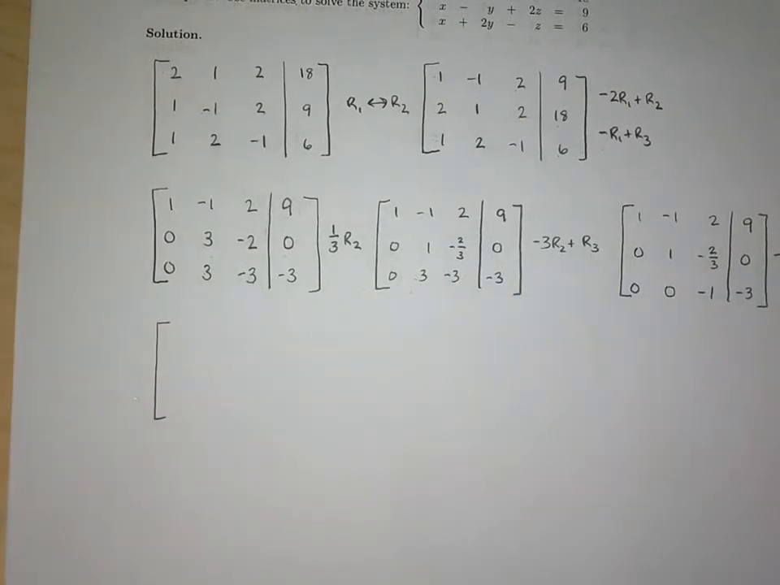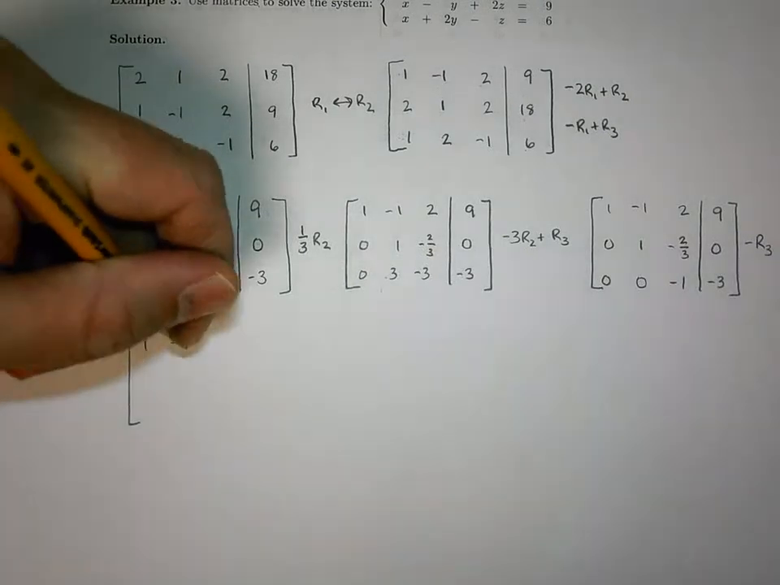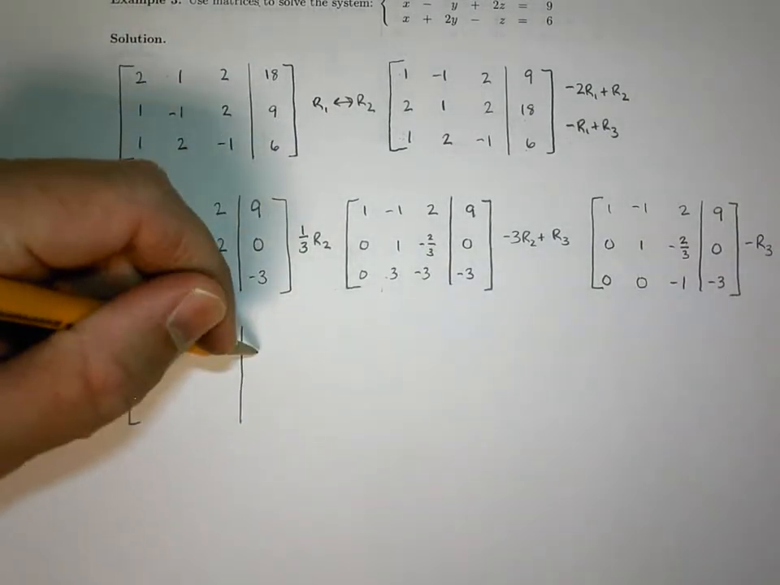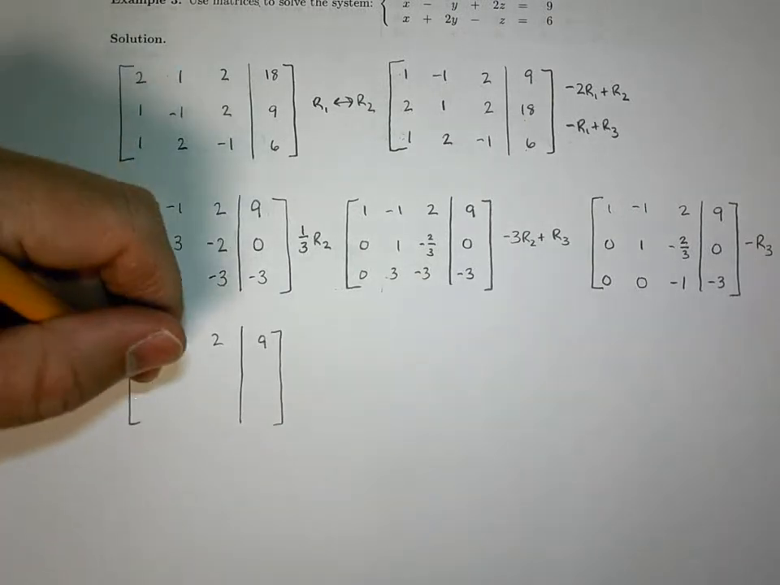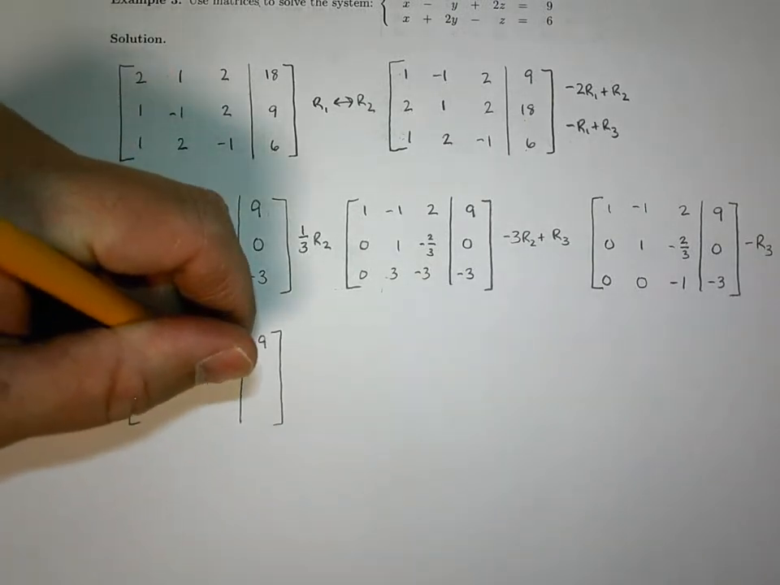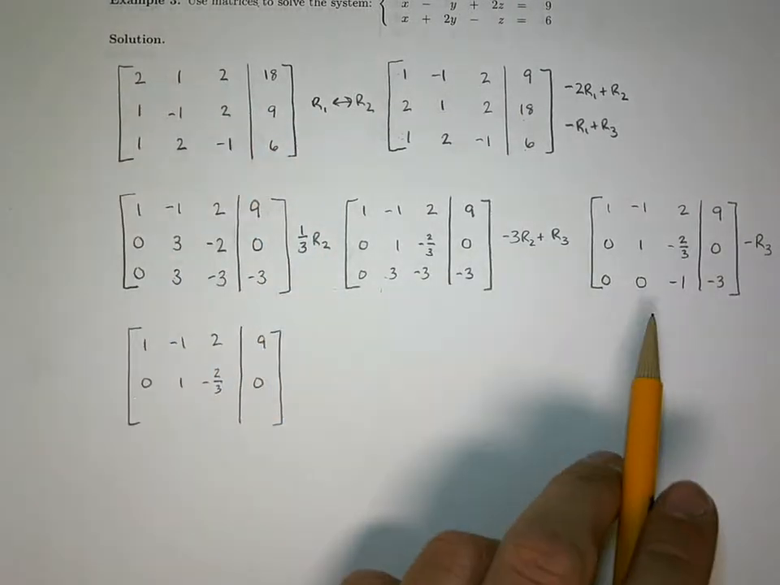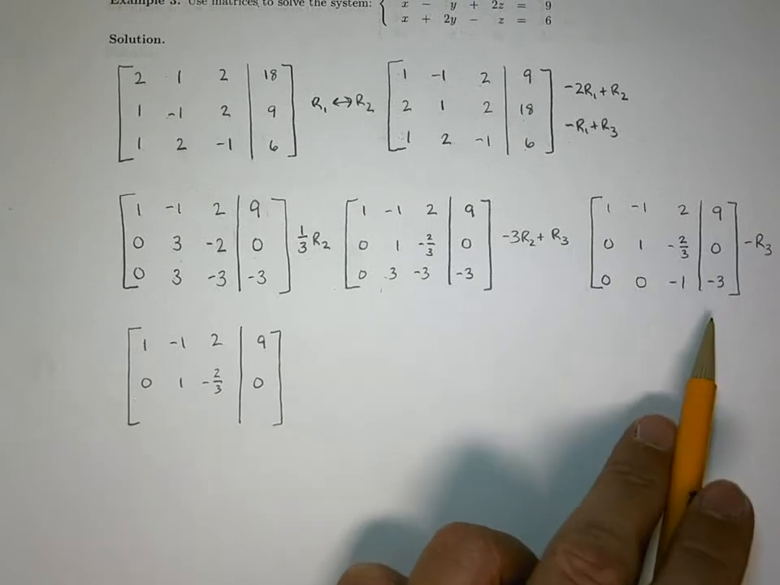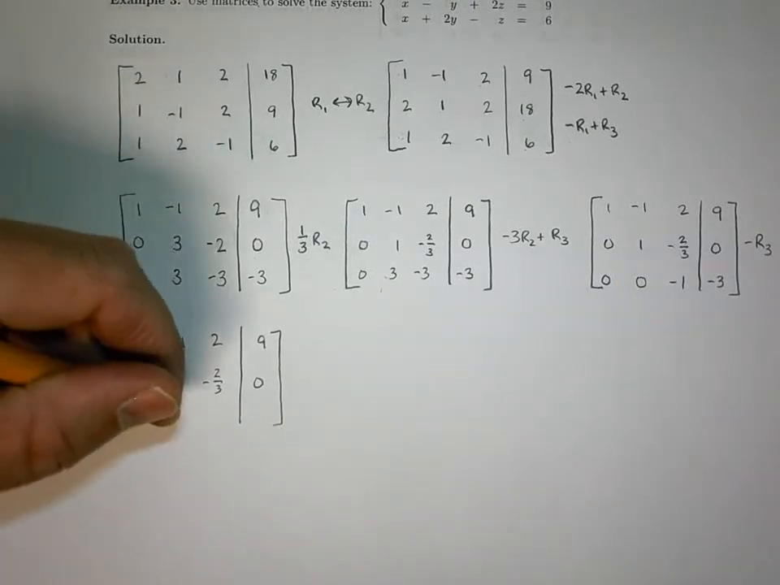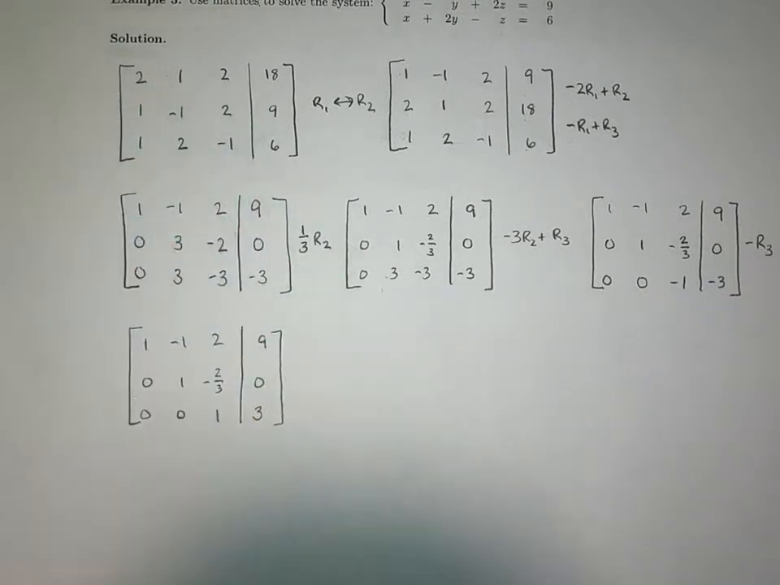Equations 1 and 2 don't change, so I'll just rewrite them. 1, negative 1, 2, 9. The second equation doesn't change. 0, 1, negative 2/3, 0. On the right side, on the third row, all I'm doing here is just multiplying all the numbers by negative 1. That's not going to mess with the zeros. It turns negative 1 into positive 1 and turns negative 3 into positive 3.